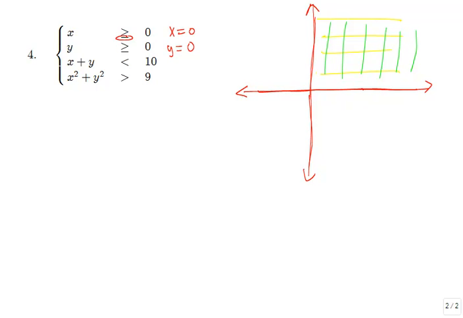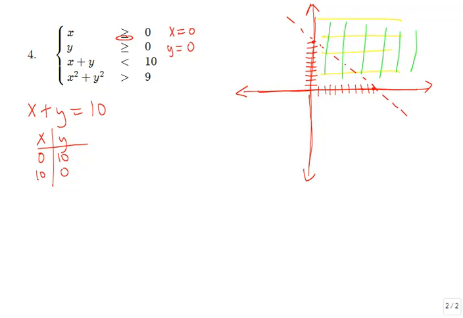Okay, let's go ahead and do the third inequality. As a line, it would be x plus y equals 10. So if I make a little table, when x is 0, y is 10. When y is 0, x is 10. So we have a couple of intercepts at 10 on the x-axis and 10 on the y-axis. And there is no equal bar here, so this will be a dashed line.